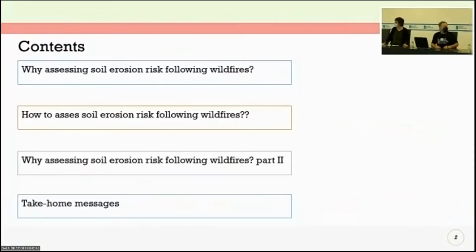So in terms of content, I'm going to talk about why assess soil erosion risk following fire. This is a little bit of a recap of what has already been said, but I would like to structure it a little bit more. Then I'll talk about how to assess soil erosion risk following wildfires. Then why assess, again, but part 2. And then some take-home messages, let's say the main points of perspective.